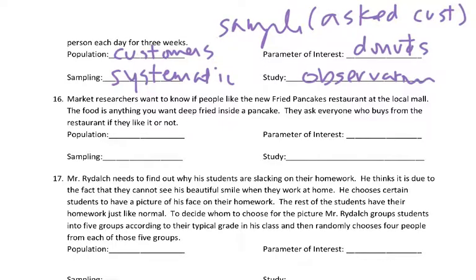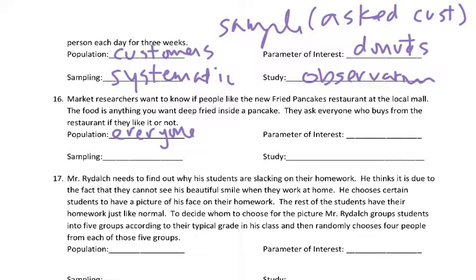All right, 16. Market researchers want to know if people like the new fried pancakes restaurant at the local mall. The food is anything you want deep fried inside a pancake. They ask everyone who buys from the restaurant if they like it or not. Okay. Population would be basically everyone, right? They want to know what everyone thinks, whether they come to the mall or not.